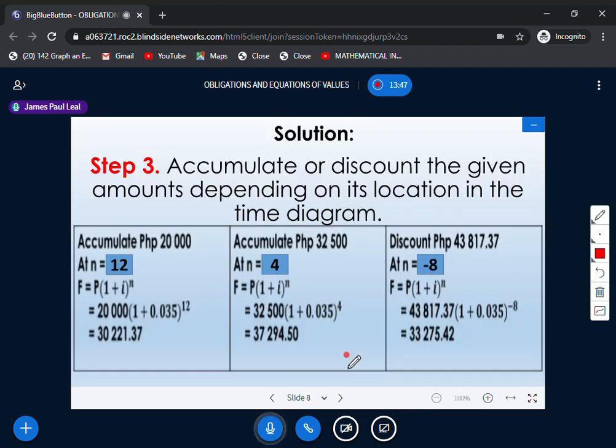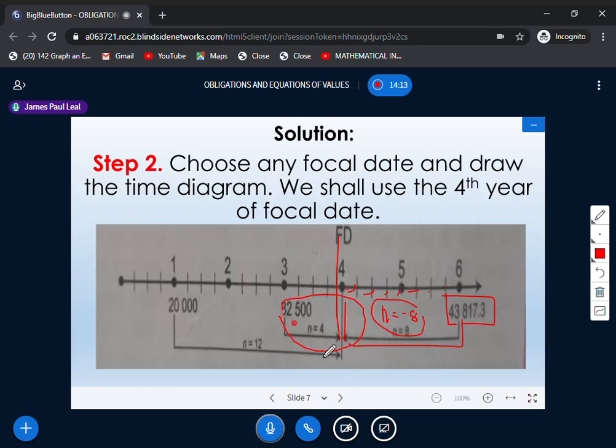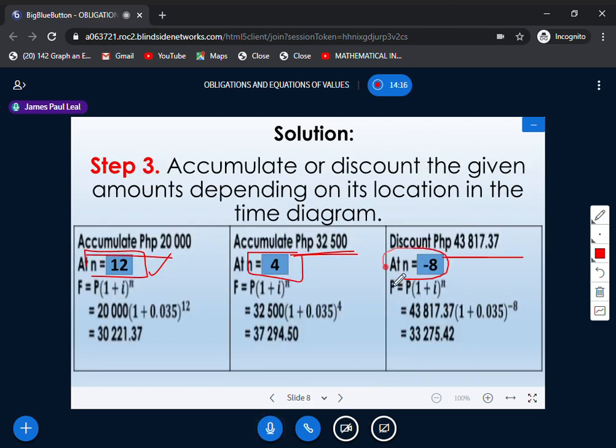So now let's proceed to step 3. We're going to accumulate or discount the given amounts depending on their location in the time diagram. Okay, again, for the first condition we have 20,000, for the second 32,500, and for the third it will be 43,817.37. So nakuha po natin yung value ng ating N, which is 12, and dito po sa pangalawa 4, as you can see here. And for the last one N equals negative 8. All you have to do here is find the final amount to compare which one is most valuable obligation po.